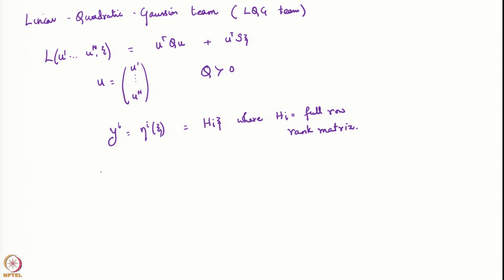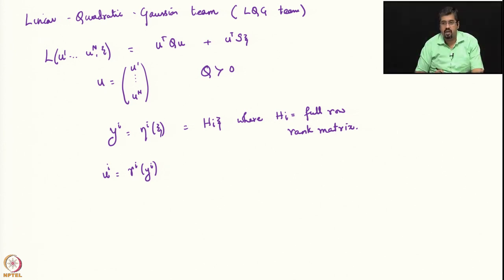So what one has to do then, as an agent in the team, is choose ui equal to gamma i of yi. This is an example of a static linear quadratic Gaussian team. I should mention here this is static, right. In this sort of team, if you look at L.